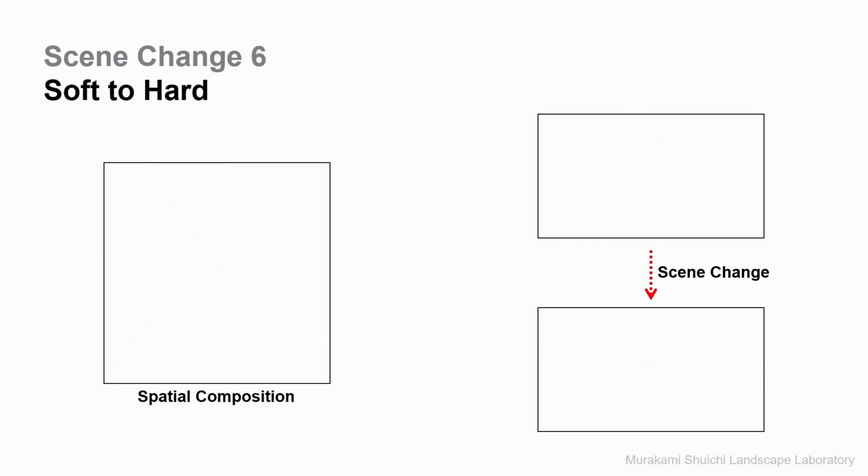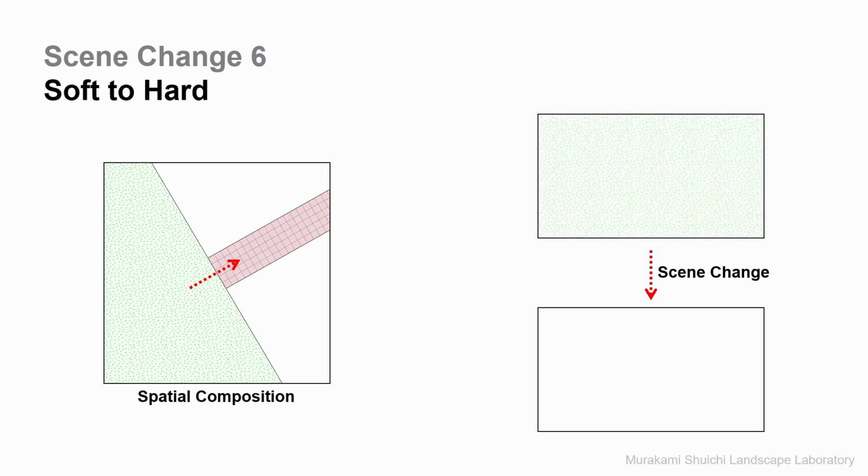Next is the change from soft to hard. For example, this can be understood as a change from walking on soft grass to walking on hard tiles. Changes 1 to 5 were based on changes in scale, direction, and slope, but this one is a tactile change caused by a difference in the material of the ground.